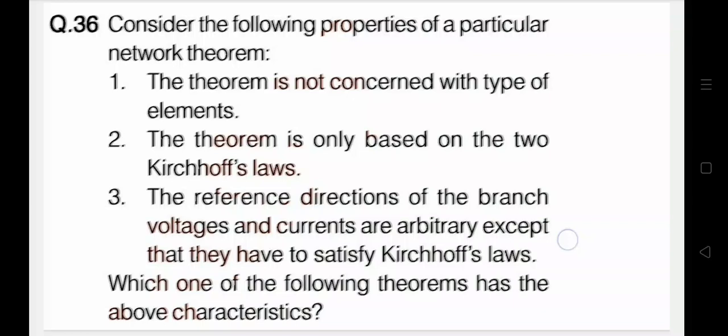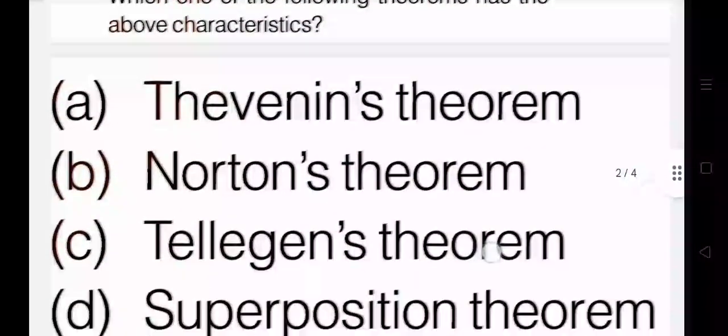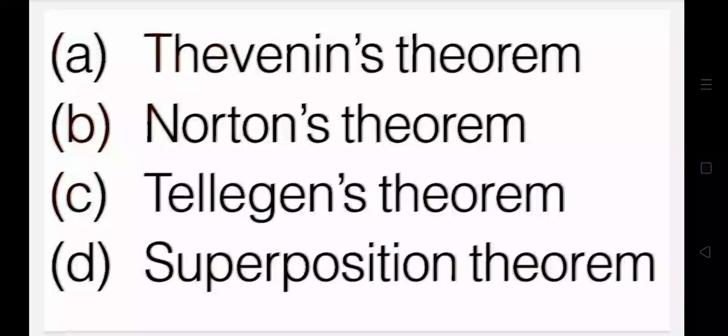In this question, some properties of a network theorem are given. The first point is the theorem is not concerned with the type of element. The theorem is only based on two Kirchhoff's laws. The reference directions of the branch voltages and currents are arbitrary except that they have to satisfy Kirchhoff's laws. Which one of the following statements has the above characteristics? Options are given: Thevenin's theorem, Norton's theorem, Tellegen's theorem, superposition theorem.